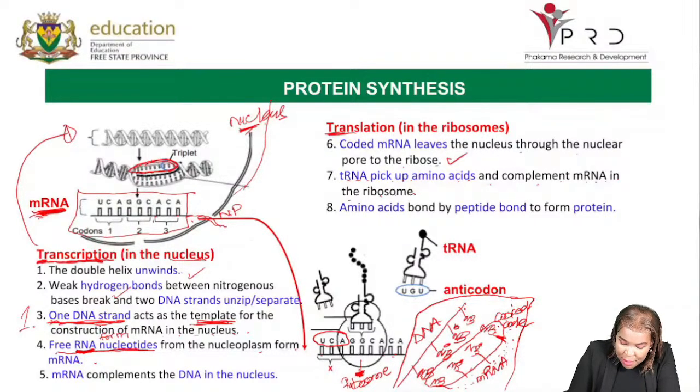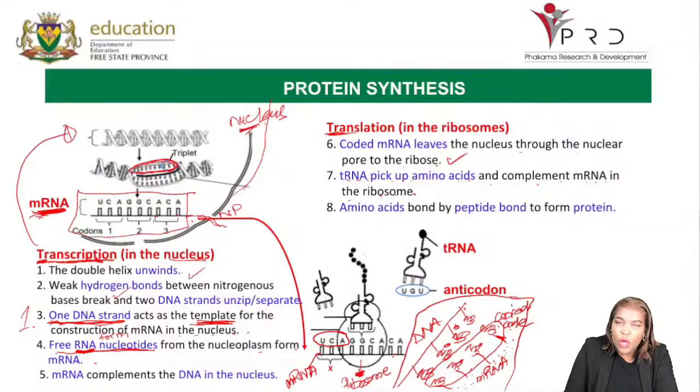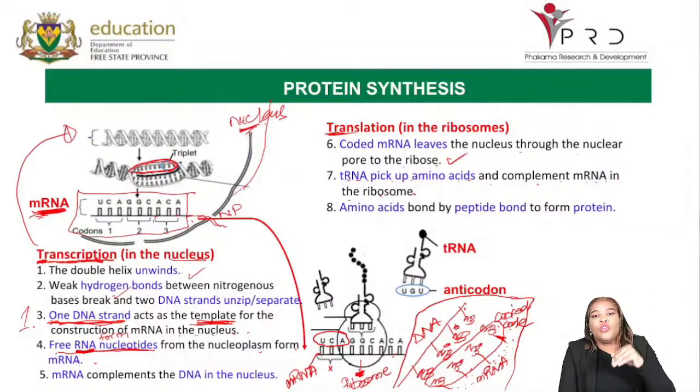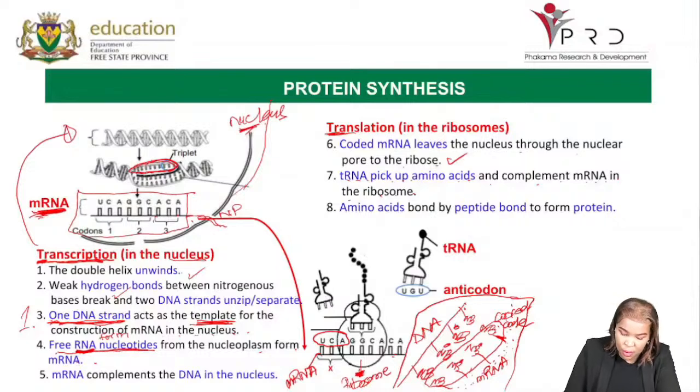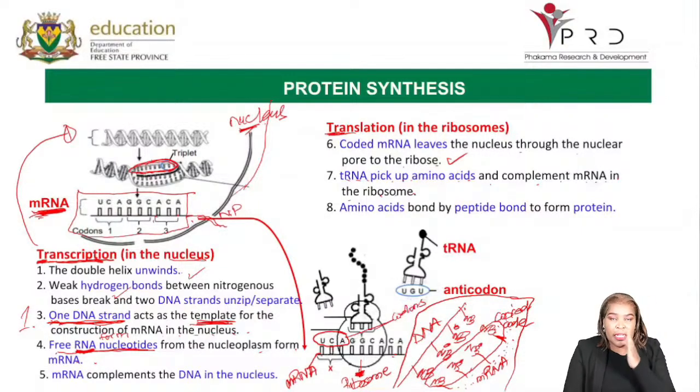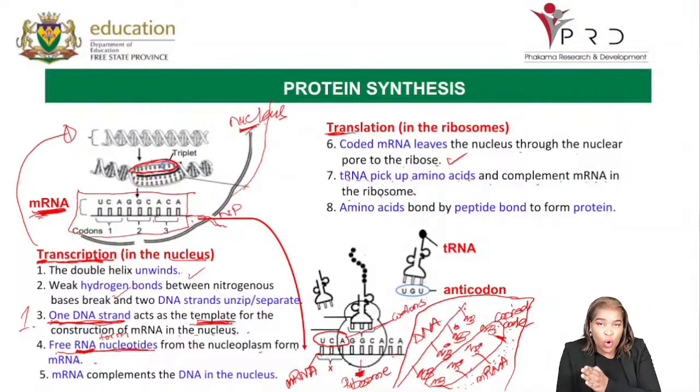UCA is on the mRNA. Remember, this is your original mRNA that is coming from the nucleus, this one. So UCA, tRNA is going to bring about the required anticodons. Oh, let's also discuss that. The triplets that you find on the mRNA are called codons. The triplets on mRNA are called codons.